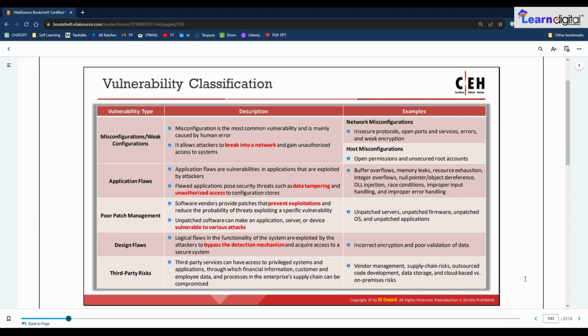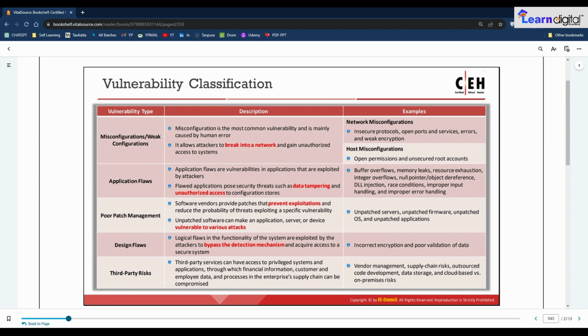Well, the next one is design flaws. Vulnerabilities due to design flaws are universal to all operating devices and systems. Design vulnerabilities such as incorrect encryption or poor validation of data refer to logical flaws in the functionalities of the system that attackers exploit to bypass the detection mechanism and acquire access to the secure system.